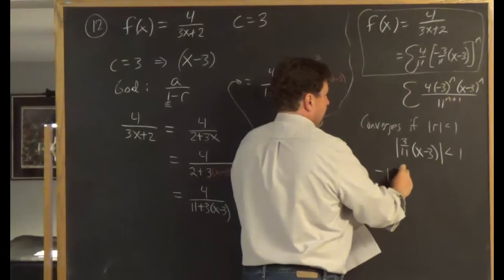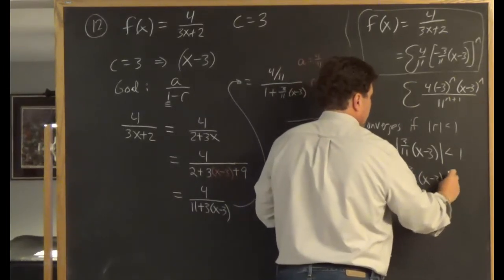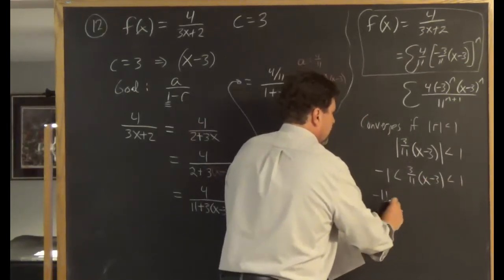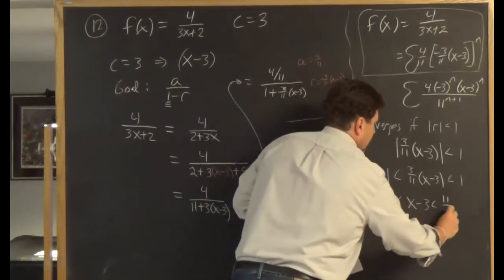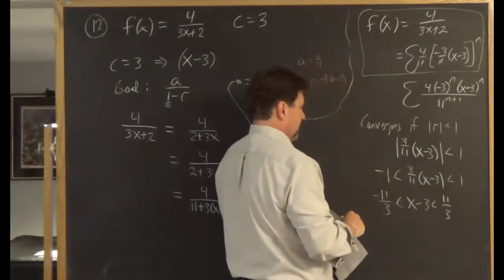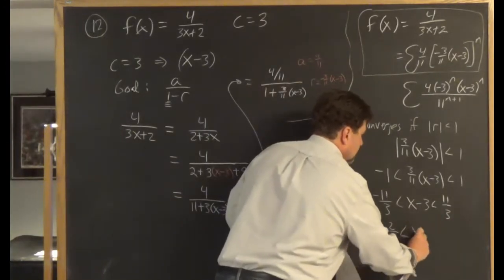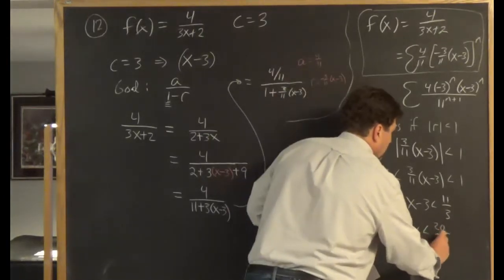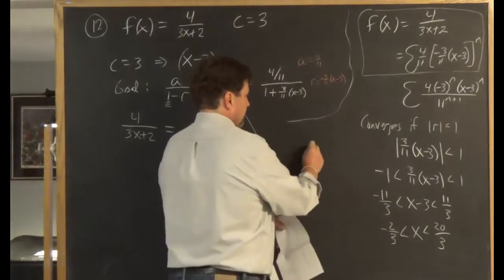So you'd have negative 1 is less than 3/11 times x minus 3, which is less than 1. Multiply everything by 11/3, and then add 3. So that gives you negative 2/3 is less than x is less than 20/3.